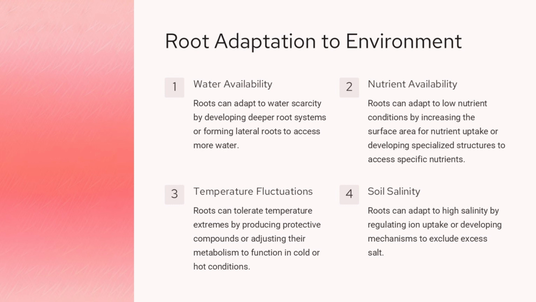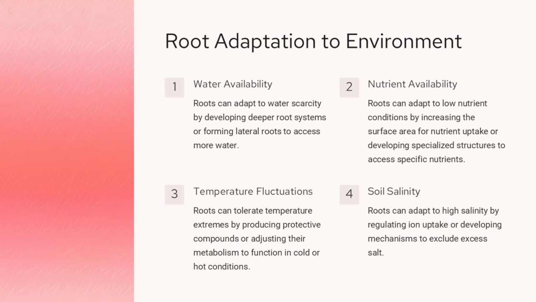Water availability. Roots can develop deeper root systems or form lateral roots to access more water when it is scarce. This allows the plant to tap into water sources that may be deeper underground or spread out horizontally. Nutrient availability. In low nutrient conditions, roots can increase their surface area for nutrient uptake. They may also develop specialized structures to access specific nutrients more efficiently. This helps the plant obtain the nutrients it needs even in poor soil.